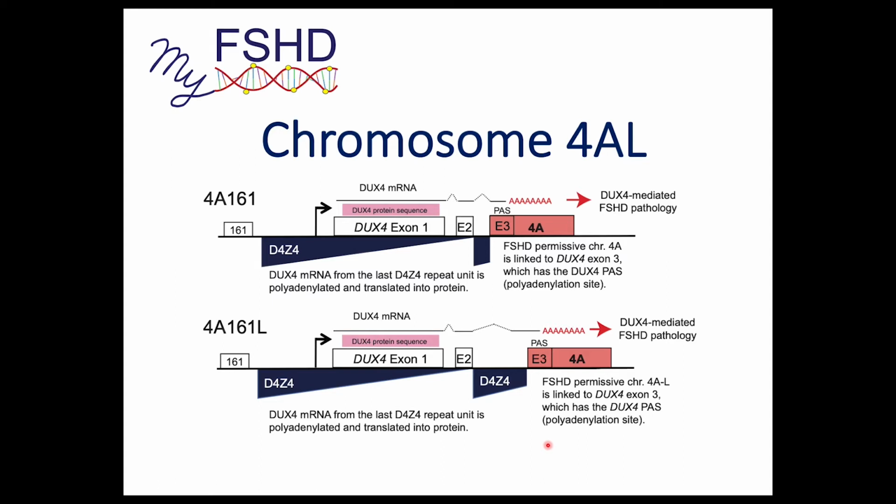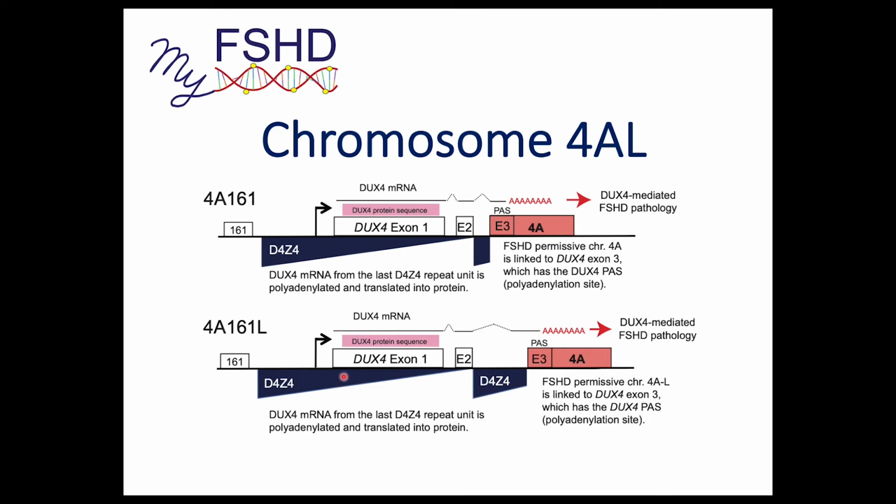But what is 4AL? First off, let's talk about what 4A is. 4A is illustrated here. This is the distal most D4Z4 repeat unit. It contains the DUX4 gene that causes FSHD. You can see the protein coding sequence for the mRNA, exon 2, and then exon 3 has the polyadenylation signal, which is what actually makes this permissive, so that this mRNA can be stabilized and translated out in the cytoplasm to DUX4 protein and lead to FSHD pathology.